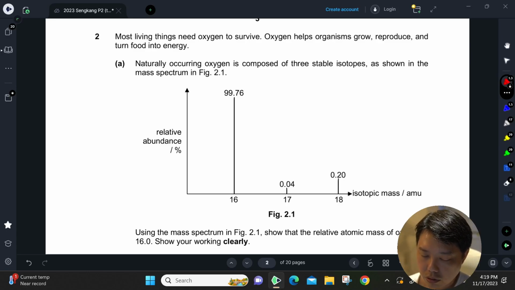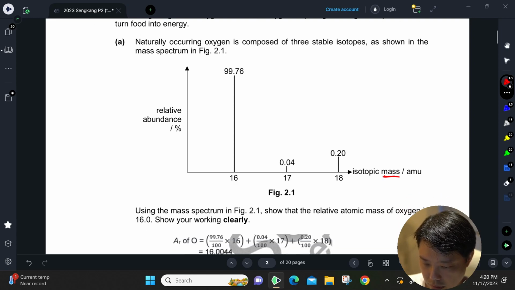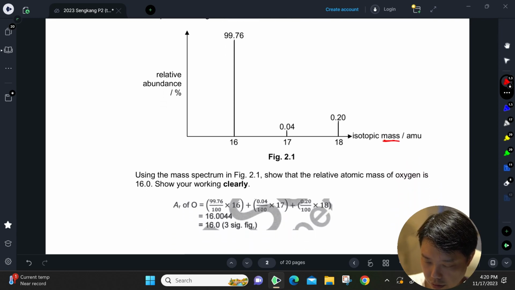All right, let's go on to look at question 2, where you have your naturally occurring oxygen with the three isotopes 16, 17, and 18. Okay, so those are your masses for the three different isotopes. The most common one will be the one with mass 16.